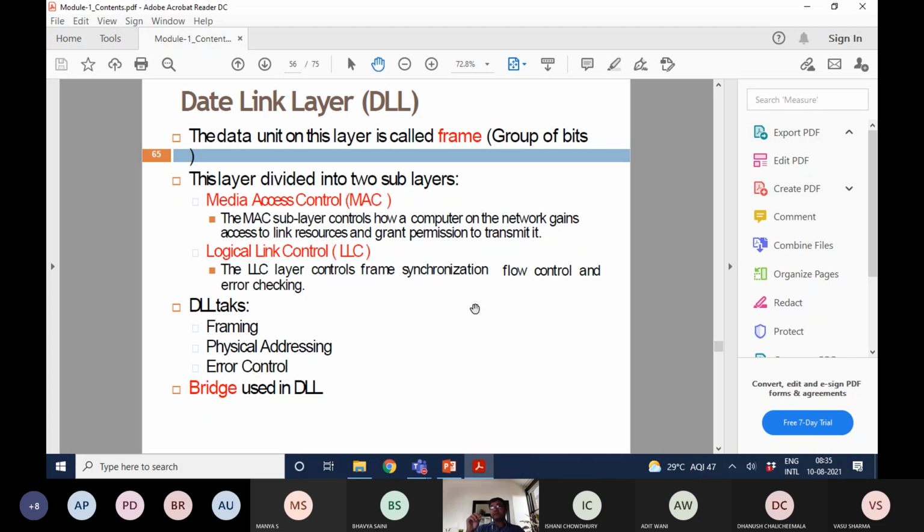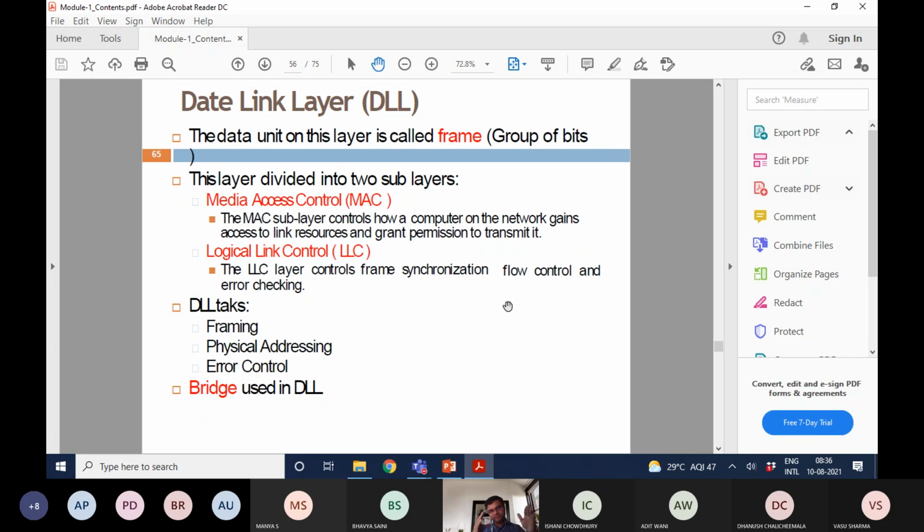The MAC sub layer, as you can see from the name, is media access control. That means how we are going to access the medium. That kind of concept is present in the media access control, or MAC, sub layer. It controls how a computer in the network gains access to the link resources. That means how it gets access to the transmission medium, and we get the permission to transmit. Whenever we get the permission that we are now able to transmit our data, only then are we going to transmit our data.